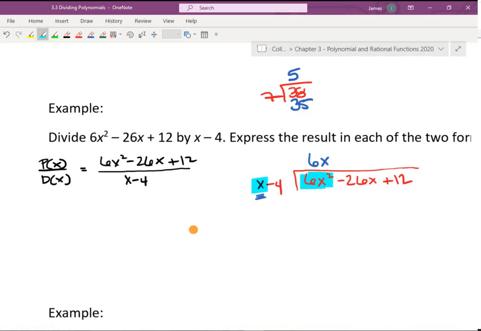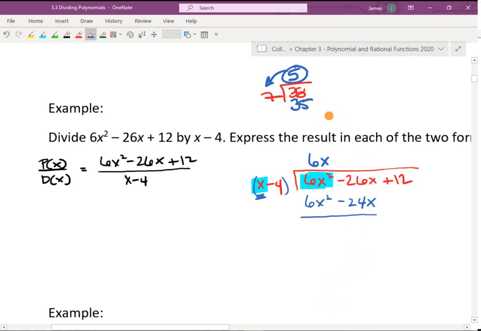So now, just like the division algorithm back in 3rd grade, you take the 5 and you multiply it by the divisor, right? So now I'm going to take the 6x and multiply it by my divisor. Now, the only thing you got to be cautious of here is your divisor is a binomial, right? So what's 6x times x? 6x squared. And what's 6x times negative 4? Negative 24x. Okay. So now, up here where it's 38 and 35, what do we do to get that remainder then? You subtract, right?